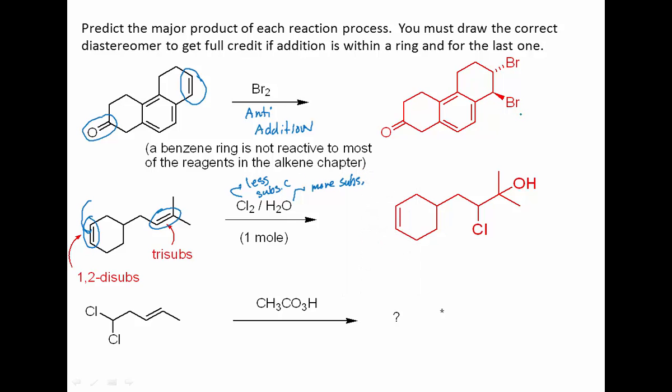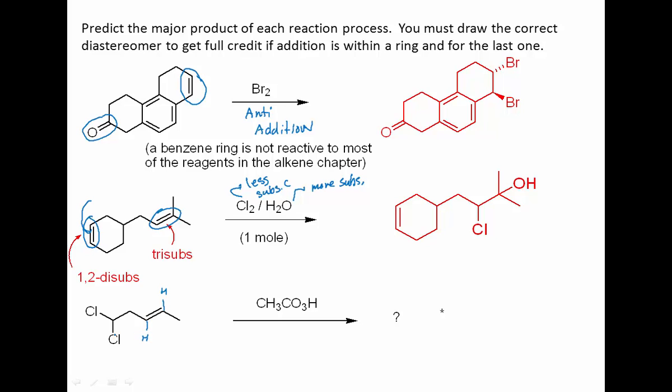Okay. And the last one, we're going to be adding the peroxy acid to an alkene. You have to look at the alkene and determine whether it's cis or trans, or E or Z.